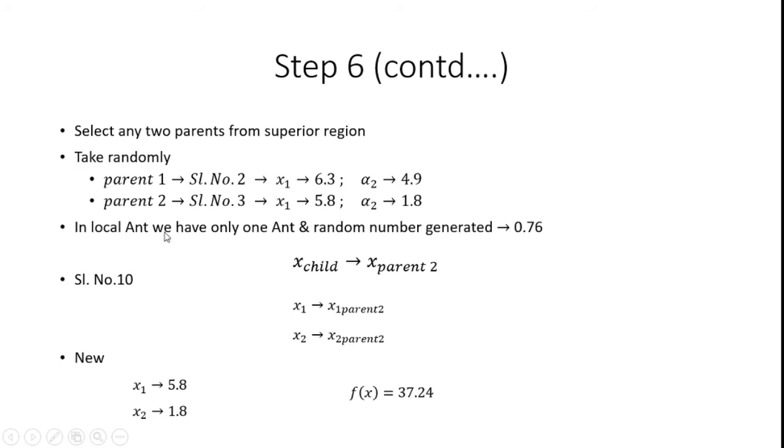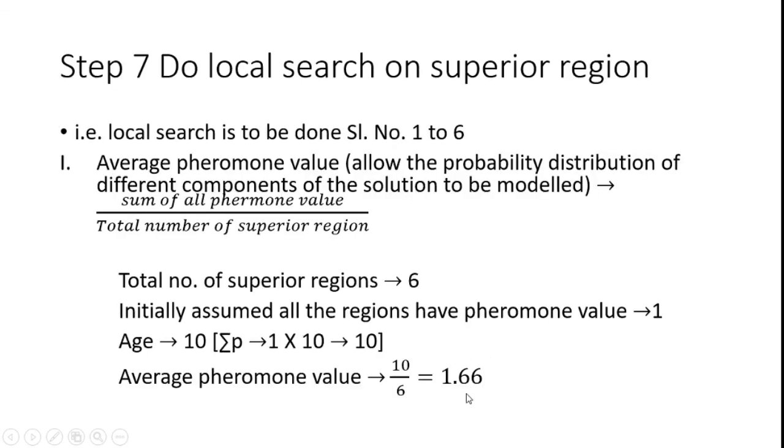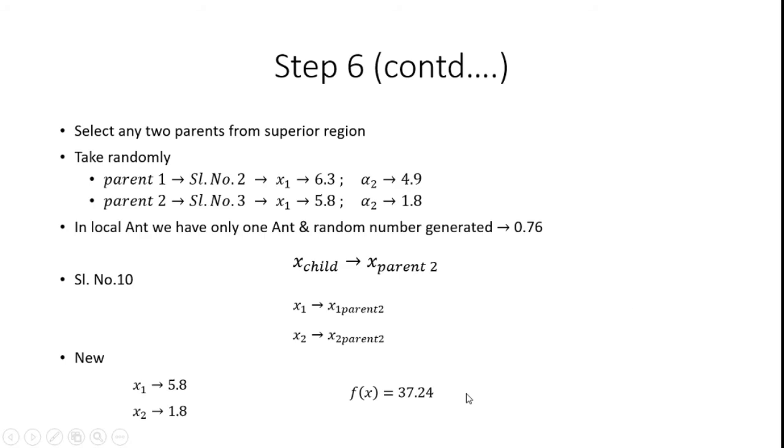In local ant we have only one ant, and the random number generated is 0.76. So we utilize the equation x child as x parent 2. So serial number 10 represents parent number 2. Here x1 is equal to x1 of parent 2, and x2 is x2 of parent 2. So x1 is equal to 5.8 and x2 is equal to 1.8. From this I can calculate f of x, which is equal to 37.25. That is the sixth step.